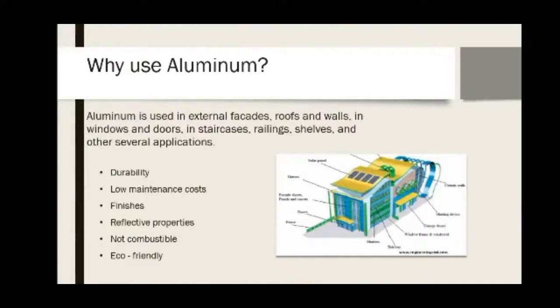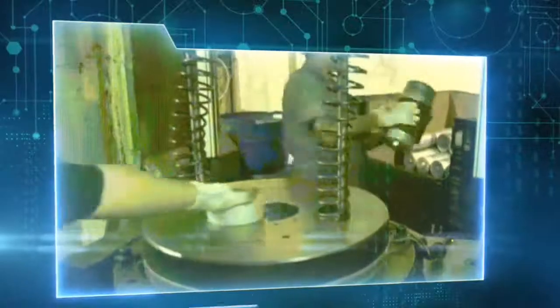Why use aluminum? Aluminum is used in external facades, roofs and walls, in windows and doors, in staircase railings, shelves, and several other applications. Aluminum is also good for its durability, low maintenance costs, finishes, reflective properties, not combustible, and eco-friendly. Forms and uses of aluminum in architecture.